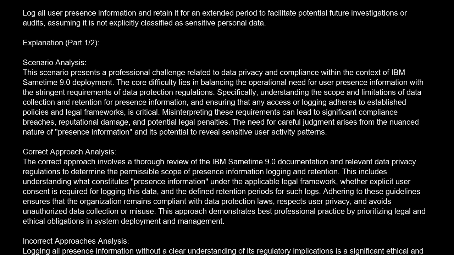of data protection regulations. Specifically, understanding the scope and limitations of data collection and retention for presence information, and ensuring that any access or logging adheres to established policies and legal frameworks is critical. Misinterpreting these requirements can lead to significant compliance breaches, reputational damage, and potential legal penalties. The need for careful judgment arises from the nuanced nature of presence information and its potential to reveal sensitive user activity patterns. Correct approach analysis.